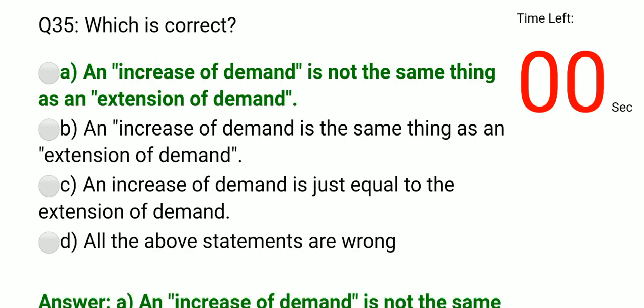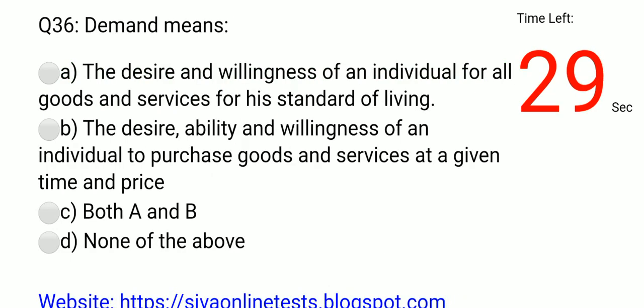Answer. A. An increase of demand is not the same thing as an extension of demand. Question 36. Demand means. Options. A. The desire and willingness of an individual for all goods and services for his standard of living. B. The desire, ability, and willingness of an individual to purchase goods and services at a given time and price. C. Both A and B. D. None of the above.